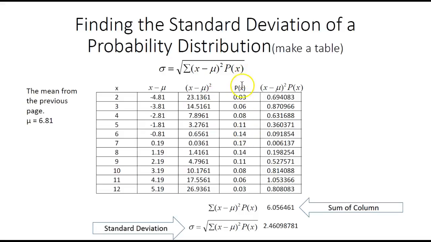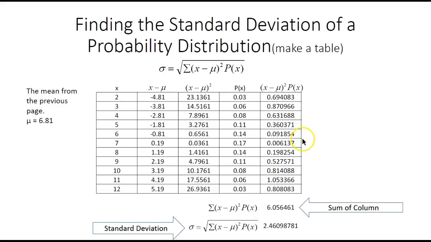I listed the probability of each outcome in the fourth column. To get the last column, I multiplied the third and fourth columns. 23.1361 times 0.03 is 0.694083.